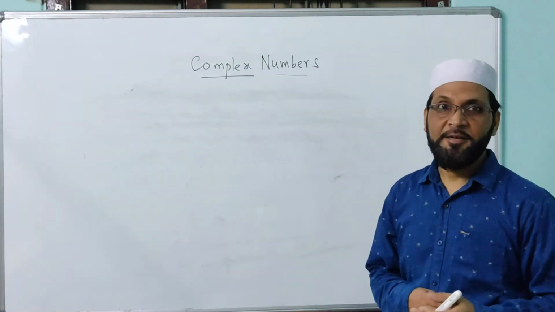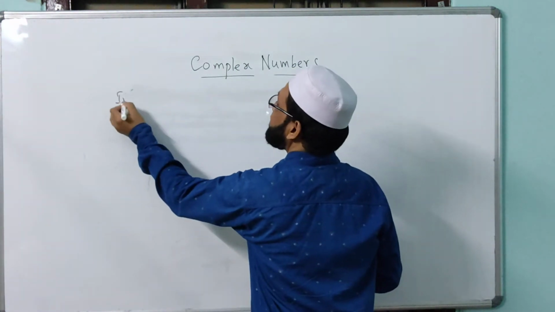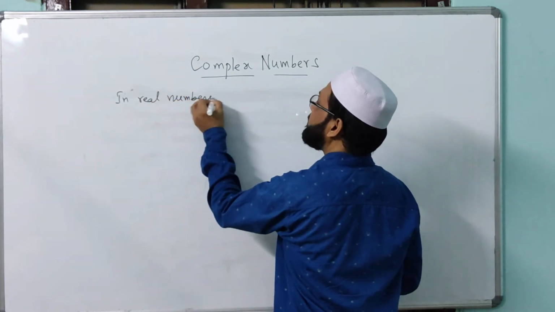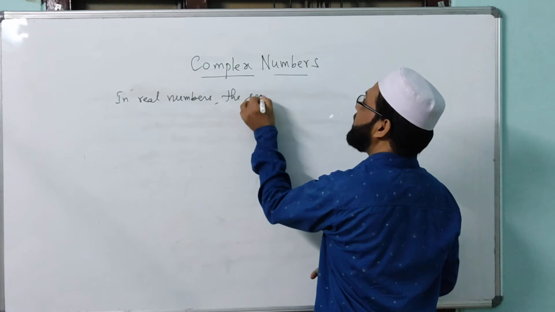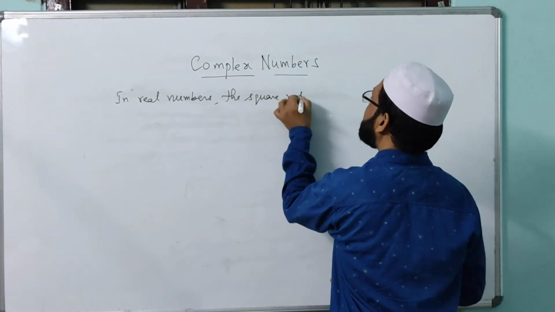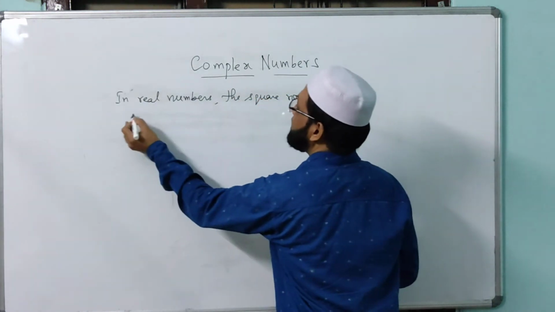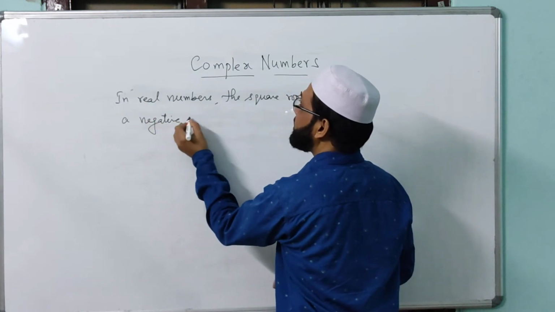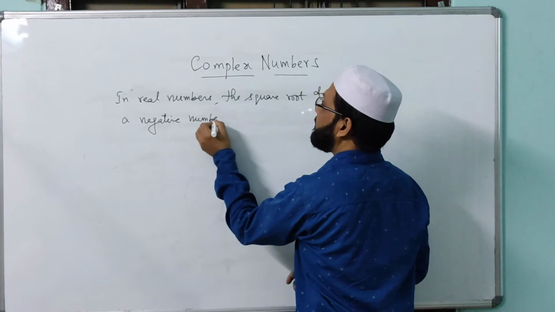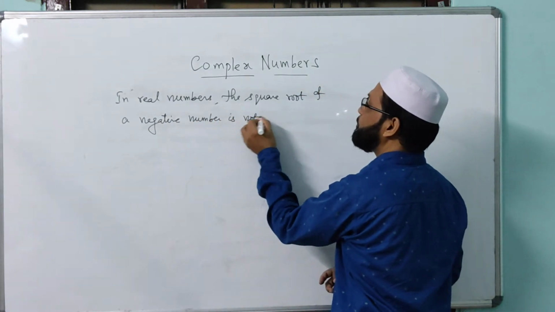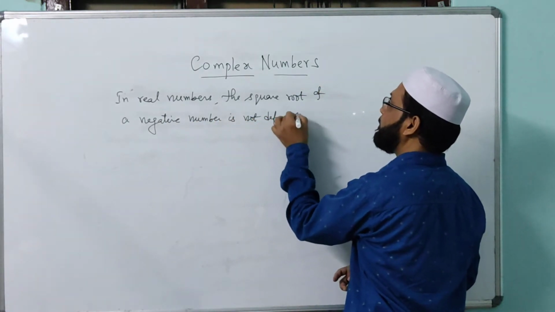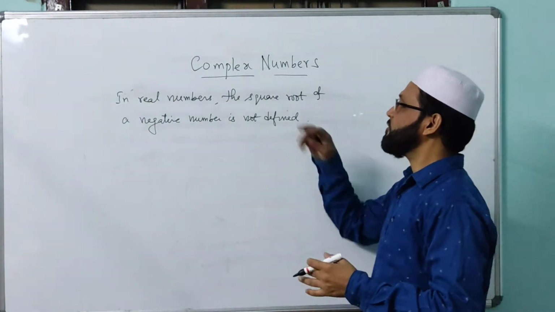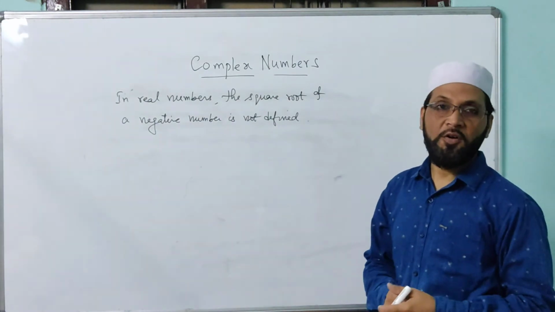We keep telling that in real numbers, the square root of a negative number is not defined. So we have studied this, that in real numbers the square root of a negative number is not defined.